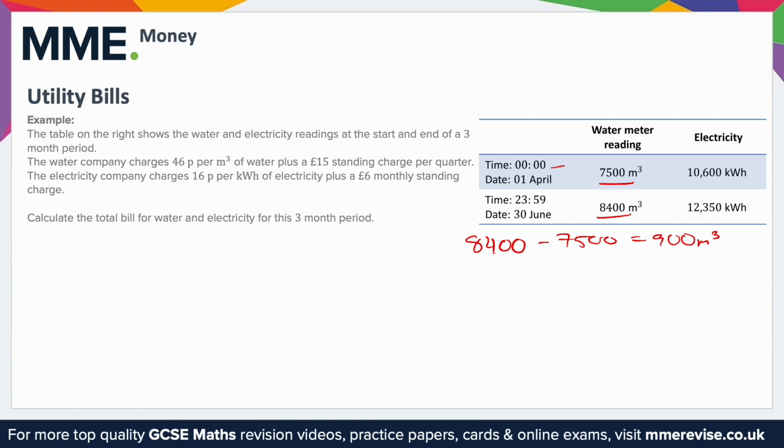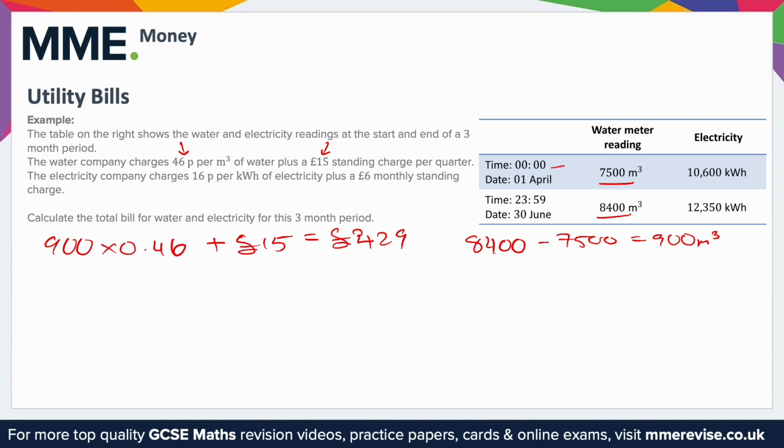So they've used 900 meters cubed and it's 46p per meter cubed. So that's 900 times by 0.46 because 46p is 0.46 pounds. And then don't forget to add on the standing charge that is charged for everybody, plus £15. And this, if you put it into a calculator, will give you £429. So that's the water tackled.